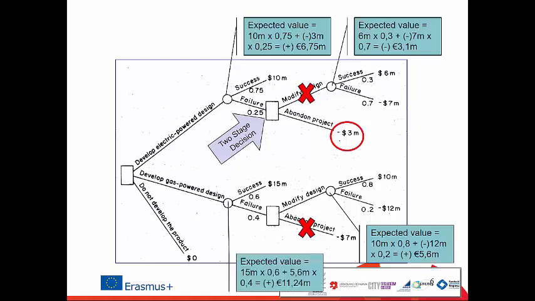And the expected value for this point is then 15 million coming from the success plus the 5.6 coming from the modified design, and that gives us 11.24 million in profits. And you can see now the case has certainly changed, because 11.24 is higher than the 6.75 and certainly higher than the 0. So now we would change our decision to the gas-powered design.